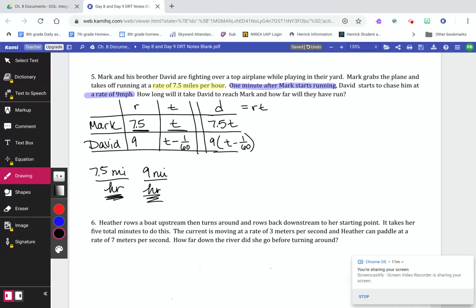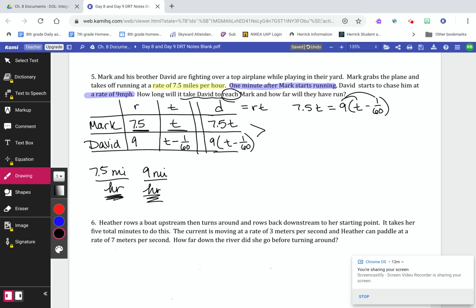The question is, how long will it take David to reach Mark? How far will they run? So they want to know how long will it take to reach. That means that they're together, equal. So let's take these two and make them equal. So 7.5t equals 9 times t minus 1/60th.